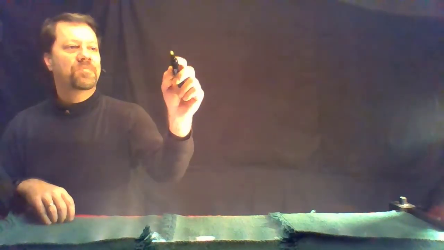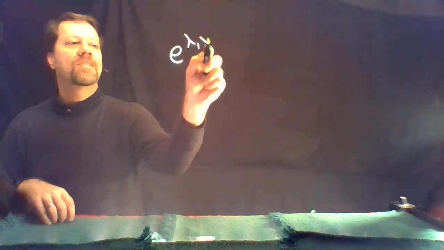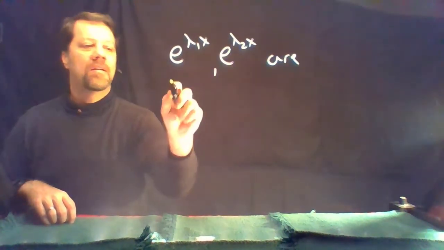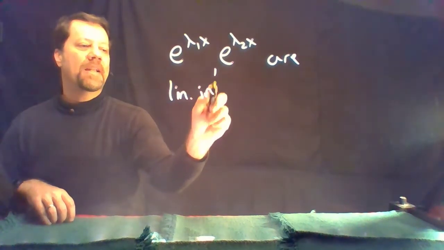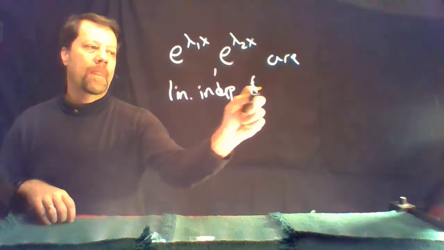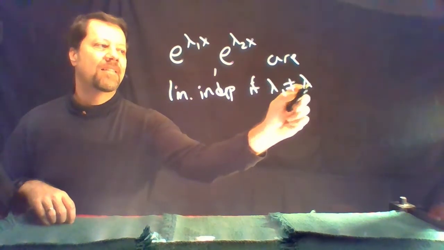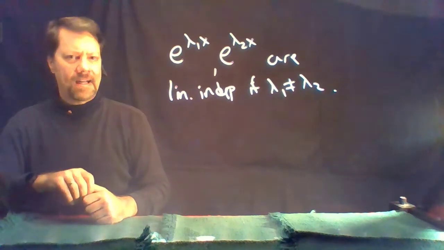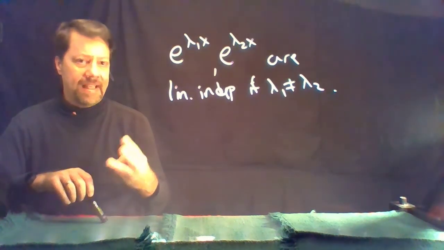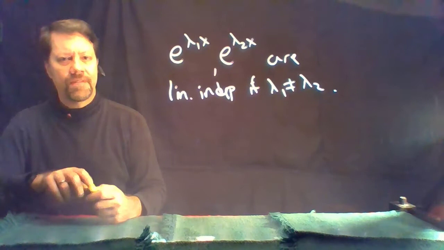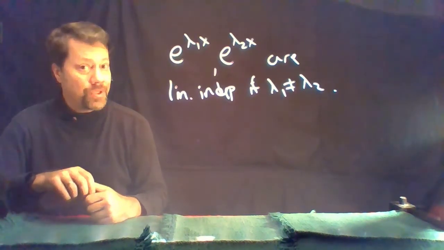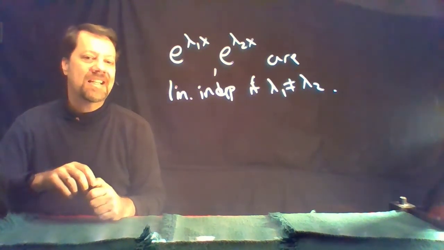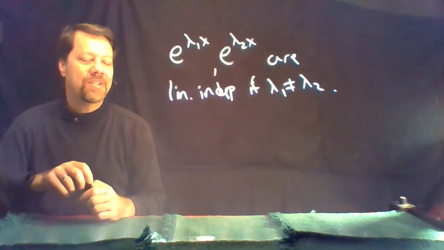We see that e to the lambda 1 x and e to the lambda 2 x are linearly independent if lambda 1 is not lambda 2. Remember that the principle of trichotomy for real numbers gave us 3 cases for the solutions of second-order linear constant coefficient homogeneous ordinary differential equations. The first case was real distinct solutions to the characteristic equation.